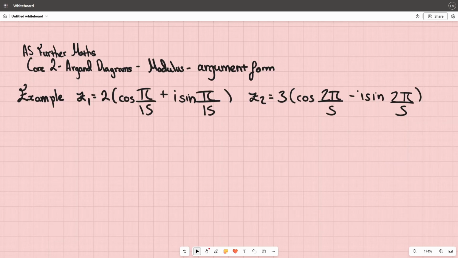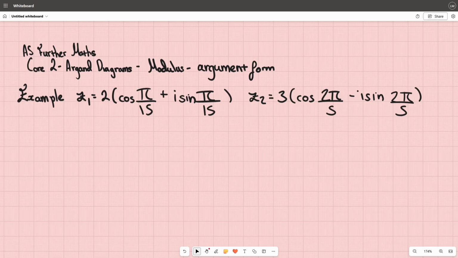Okay, so now I'm doing an example where z1 is equal to 2 cos pi over 15 plus i sine pi over 15, and z2 is equal to 3 cos 2 pi over 5 minus i sine 2 pi over 5.